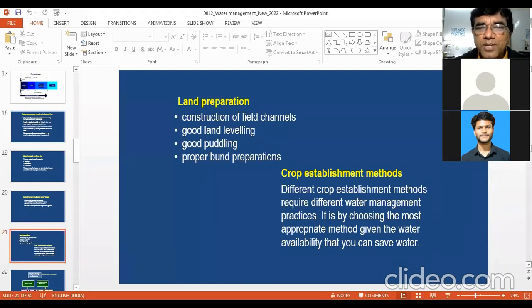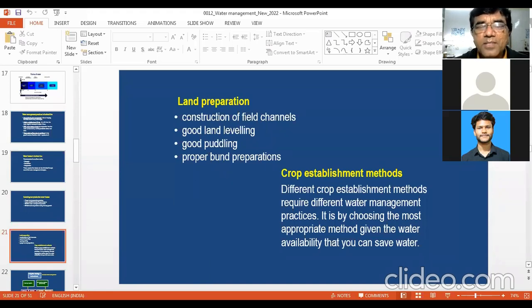Good land leveling will definitely save your water. It will reduce your percolation losses, because in unlevel, undulated land, runoff is more, and also your water will impound in one particular area and other area may remain dry. So that way water height in low-lying area will be more, therefore percolation losses will be more. A good puddling can help in saving the water. Proper bund preparation: if your bunds are broken at several places, then water can outflow. It can go outside the field. So bunds are also important. I think almost all of you might be knowing the value of the bunds around the field.